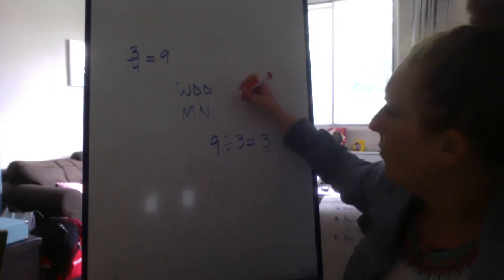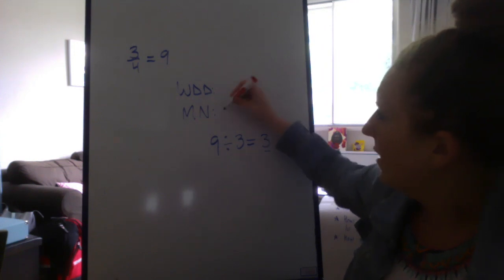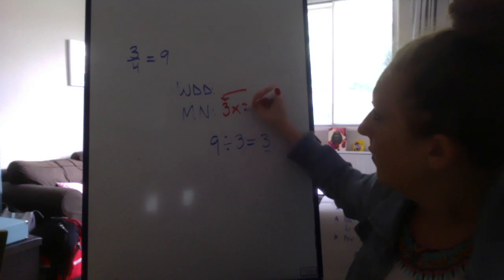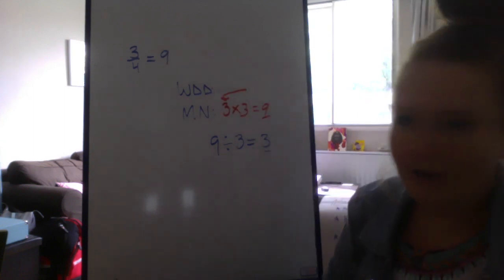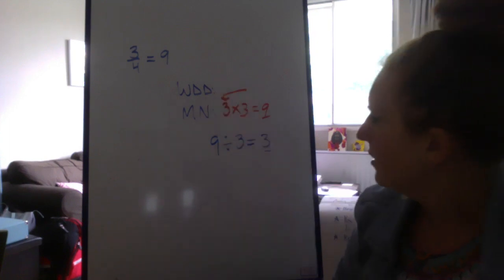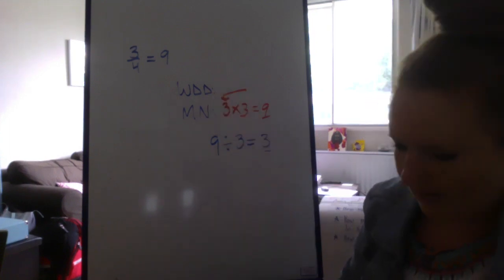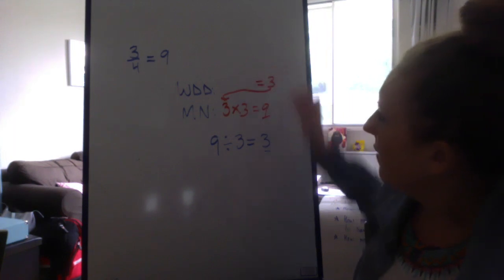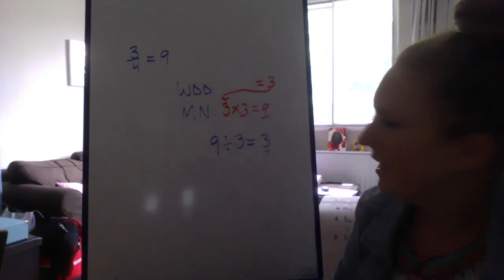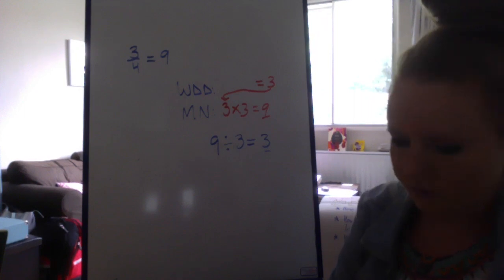We would now multiply by the numerator, so this must be 3 times 3, so our numerator equals 9. Perfect. Now we need to figure out this step. So we found out that this answer is equal to 3. Whole divided by denominator equals 3.